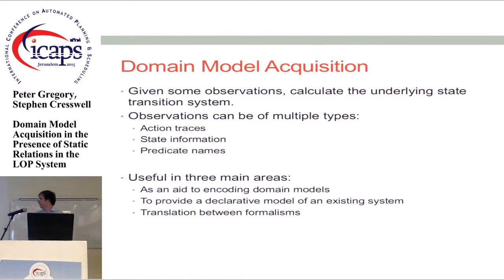Where would you want to use this? So it is a way of encoding domain models. Writing PDDL is hard and error prone. Or you can create a declarative model of an existing control system that you have access to, right? So you know how to move the various parts, but you don't know how that logically fits together in some kind of system where you could provide planning.